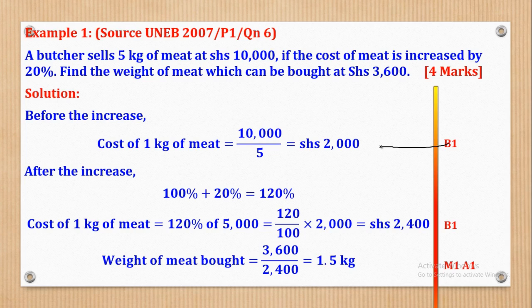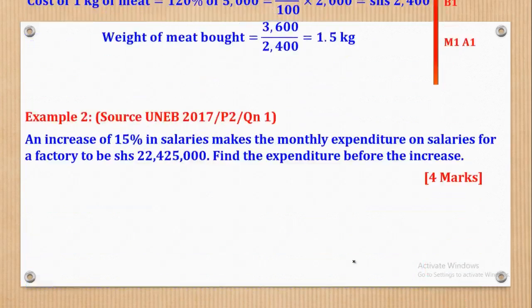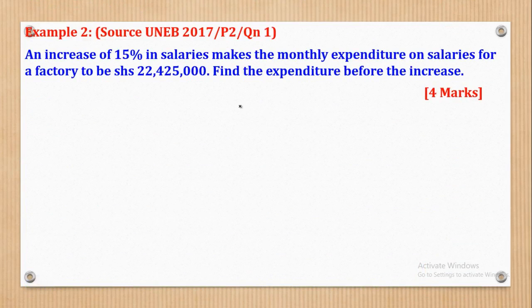So B1 is for you to get the cost of 1 kilogram of meat before the increase, B1 for you to get the cost after the increase, M1 is for you to divide, and A1 is for you to get the output. So basically that's how the marks could be awarded. Now we shall go to example 2.